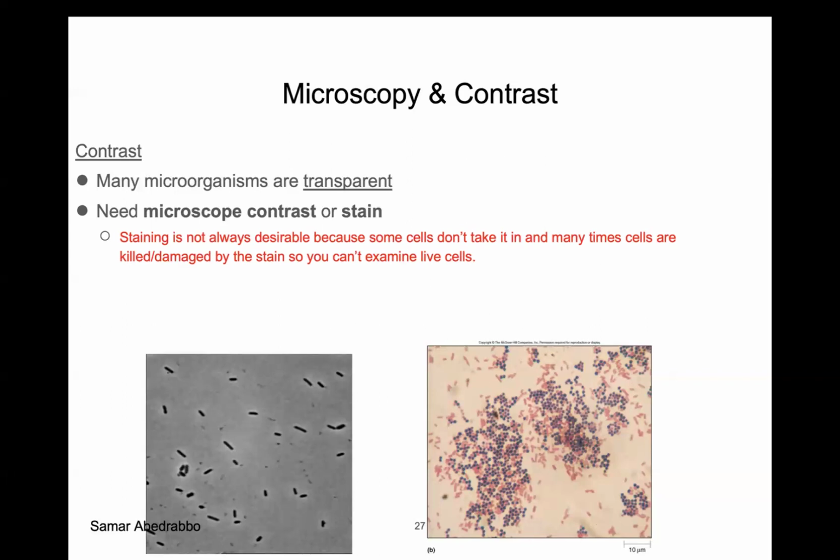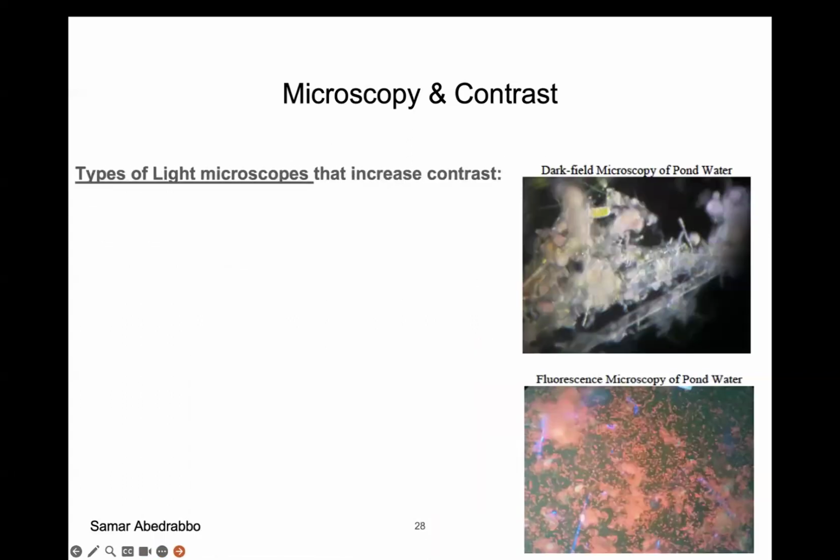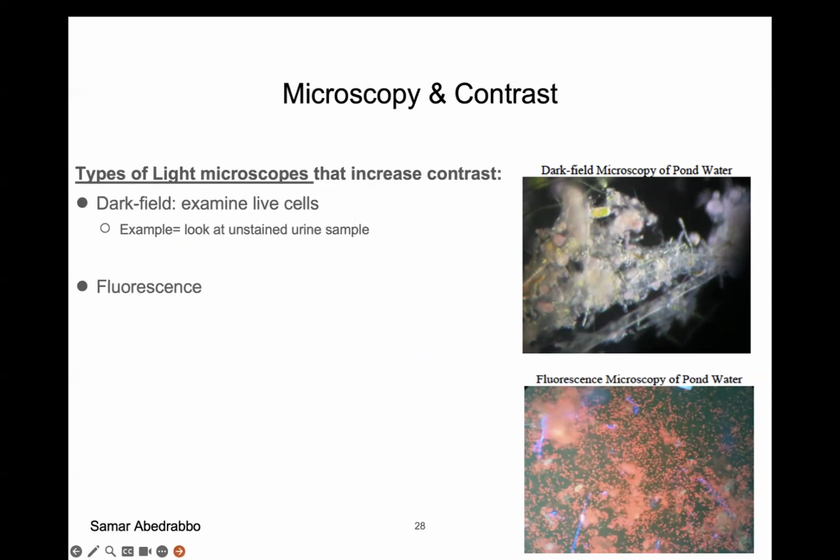The way that you get contrast is by using a special microscope or by staining cells, which we will talk about in its own lesson. Right now I'm going to talk about how we can use the microscope to increase contrast, because staining cells sometimes can harm cells. We'll talk about that in the staining section. There's two ways that you can get contrast with microscopy. These are the types of light microscopes that increase contrast, meaning they're just your regular microscope.